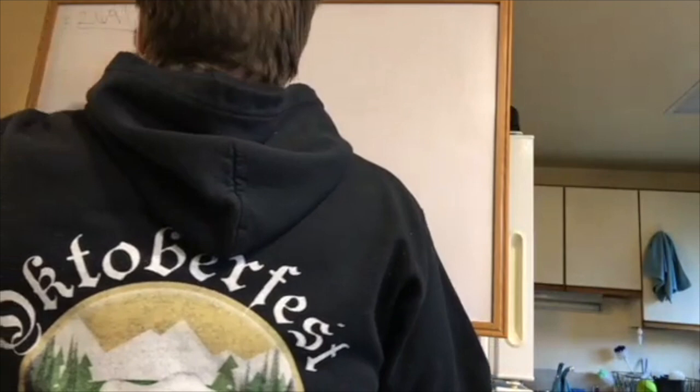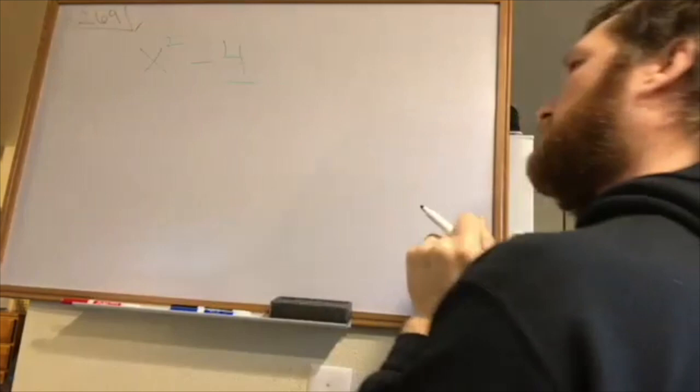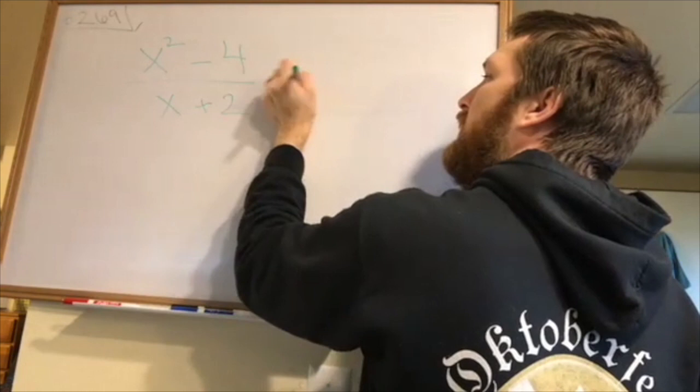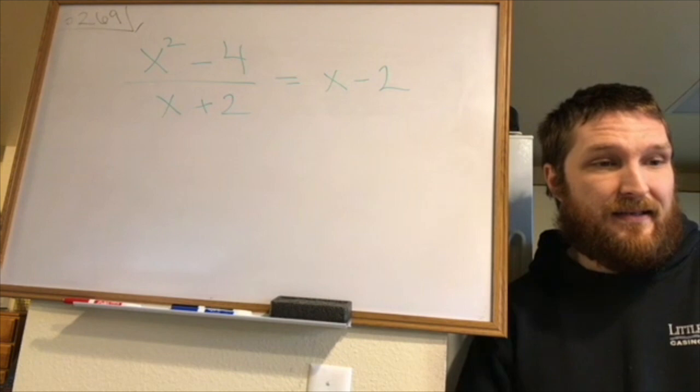Okay, last topic. This is going to look familiar. We have x squared minus 4, and we have, how about an x, equals x over x minus 2. Okay, I see something like that, and let's say we're trying to solve for x. You're given something like this and it says solve for x.